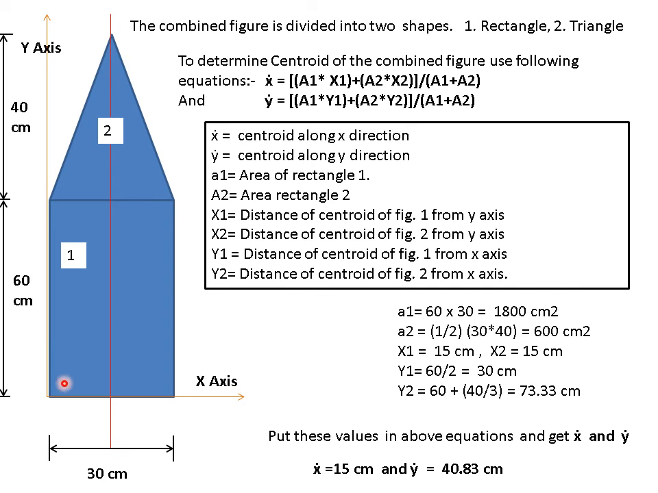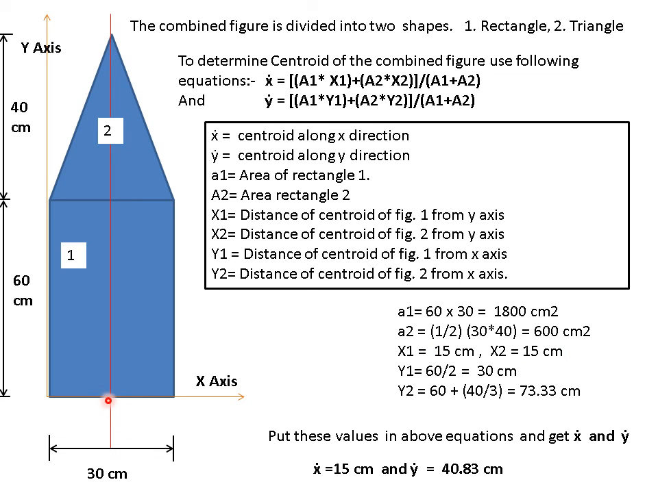Then x1. Here again x1 is nothing but the center of this rectangle along the x-axis. So this is the x-axis direction. If the total width is 30, since it is a rectangle, it will be at the center. So 30 divided by 2, it will be 15 centimeter. Similarly, since this is an isosceles triangle, it will be at the center, so 30 divided by 2 is 15. So x1 is 15 and x2 is also 15.